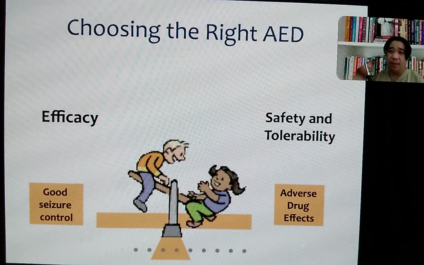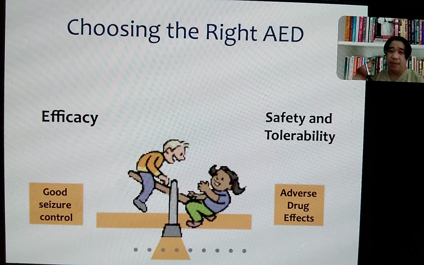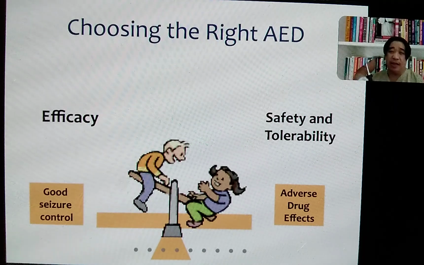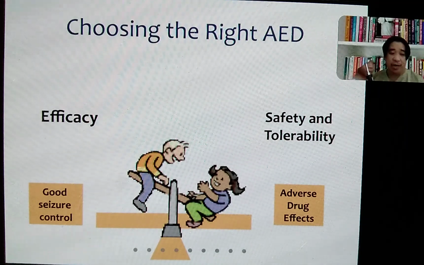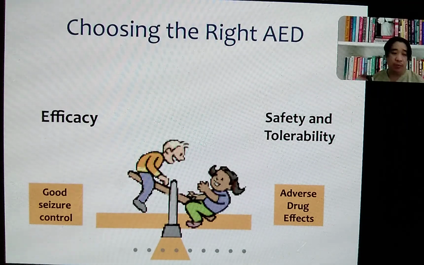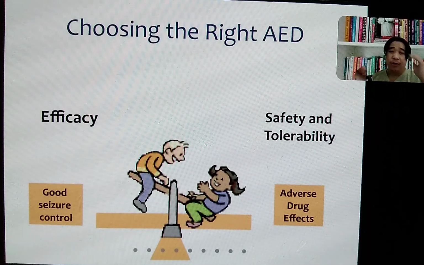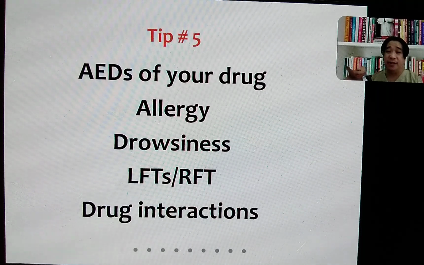Now we're supposed to choose the right anti-epileptic drug. It depends on efficacy, safety and tolerability. So it has to consider the following points: which anticonvulsant is efficacious, which anticonvulsant is safe, which anticonvulsant is tolerable. Please take note of that. So our goal is to balance between the side effects and the good seizure control. You have to know the adverse effects of your drugs, the history of allergies. Take note that most of your anticonvulsants can cause drowsiness.